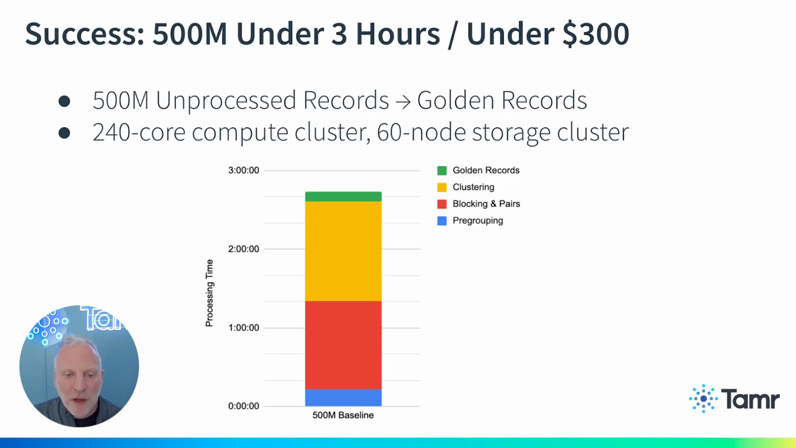How do we measure success? Well, with those 500 million person records, we are able to run entity resolution under 3 hours and under $300 on commodity scale-out compute hardware. This is a 240-core compute cluster and a 60-node storage cluster, and we're running all the way from unprocessed records to build golden records. That's an enormous success.